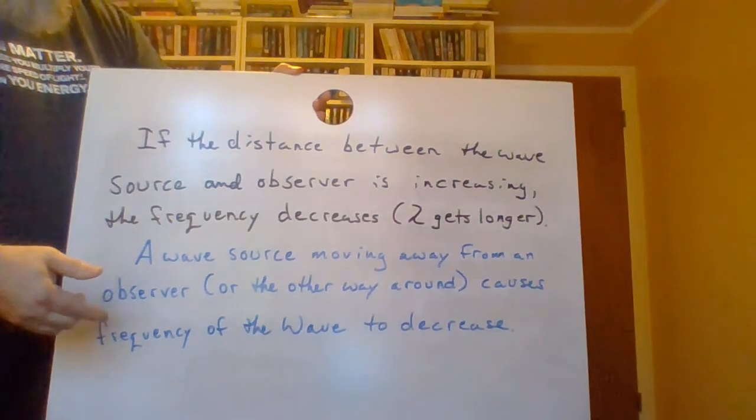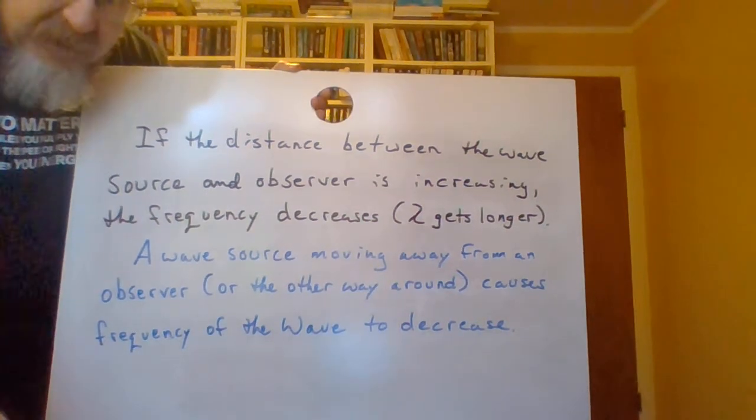Now, all of this is happening because the medium hasn't changed. If we're talking about sound, we're talking about air normally, and for a given temperature range, the speed of sound in air will be one number. Doesn't matter that the wave source is moving. Doesn't matter that the police car is coming towards you or moving away from you. The speed of sound is the same.